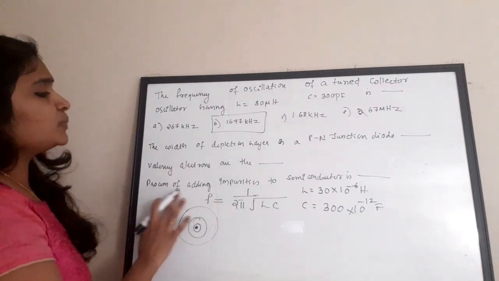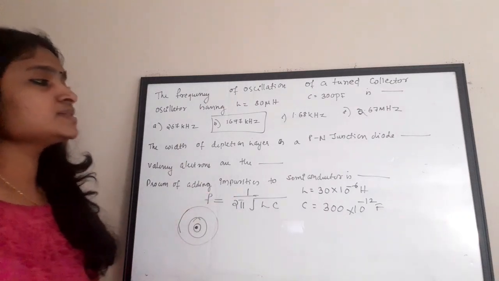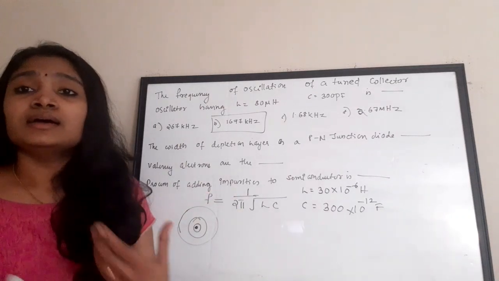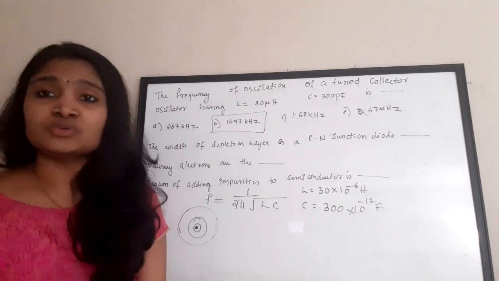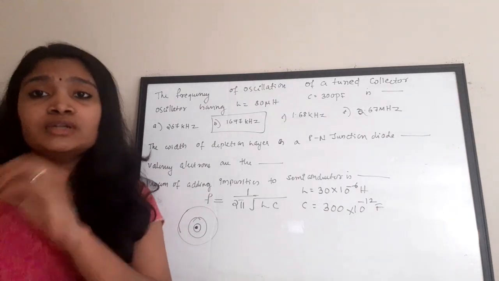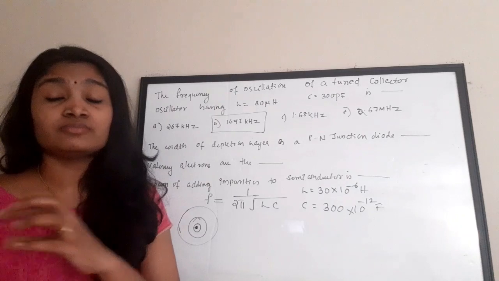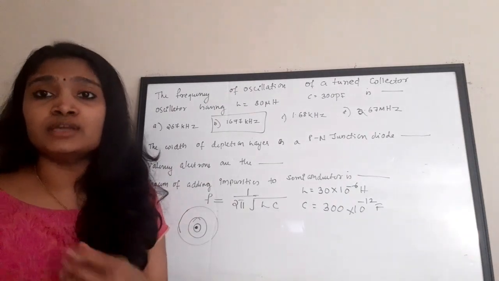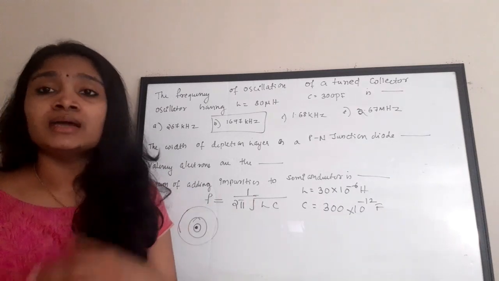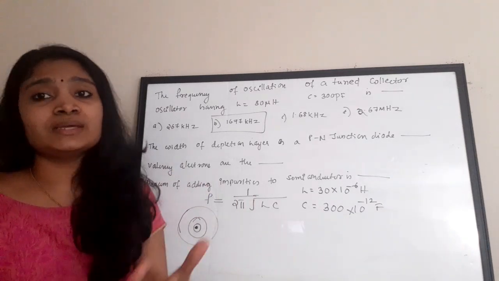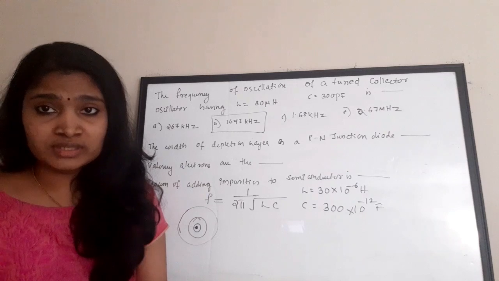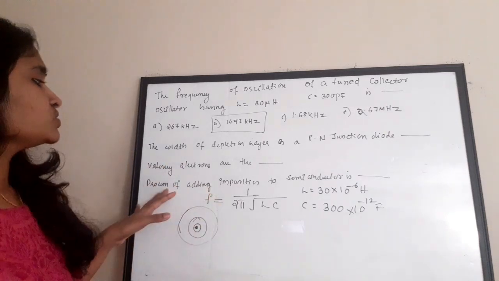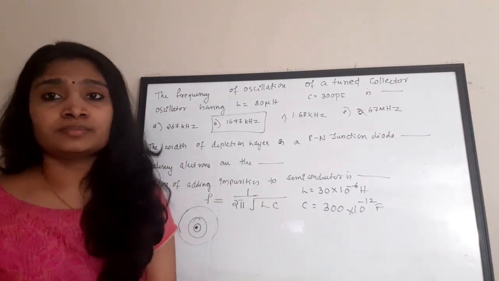Next question: the process of adding impurities to the semiconductor is, there can be various twisting options, but you know the answer is doping. We dope impurities, donor impurities and acceptor impurities. By adding donor impurities, we get N-type. By adding acceptor impurities, we get P-type extrinsic semiconductors. So the process is called doping.